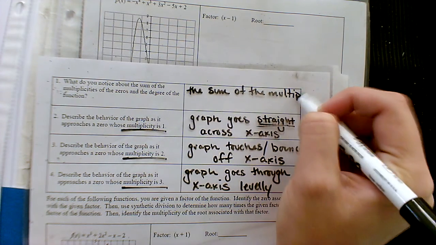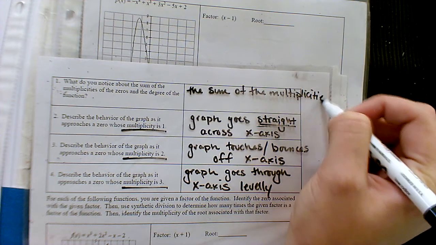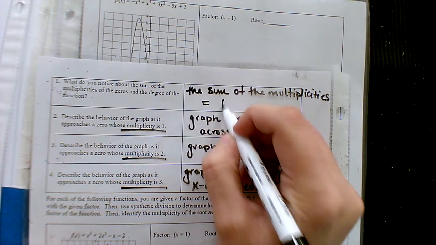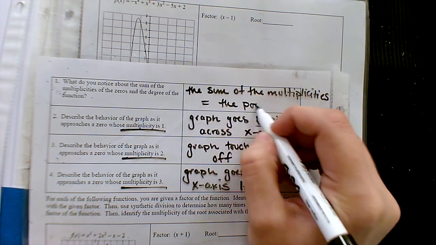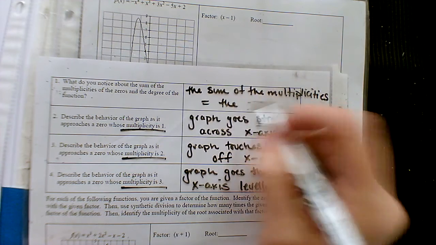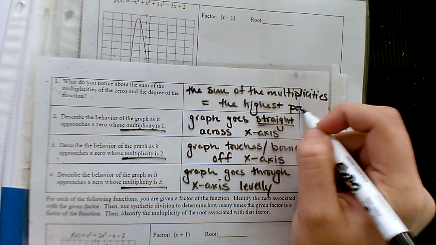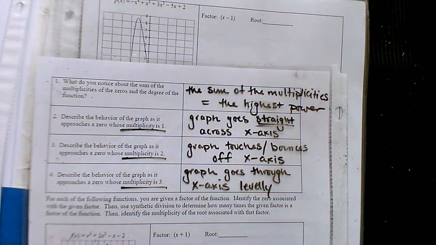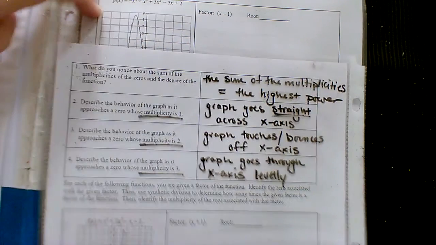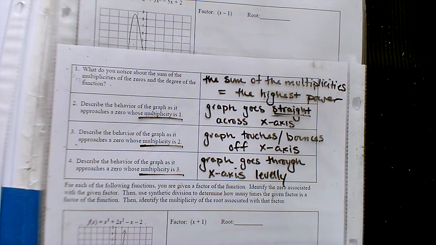So the sum of the multiplicities equals the highest power. So if we can identify all of the multiplicities of the zeros, we can figure out what type of function it is. Quartic, quintic, quadratic, cubic, any of those.